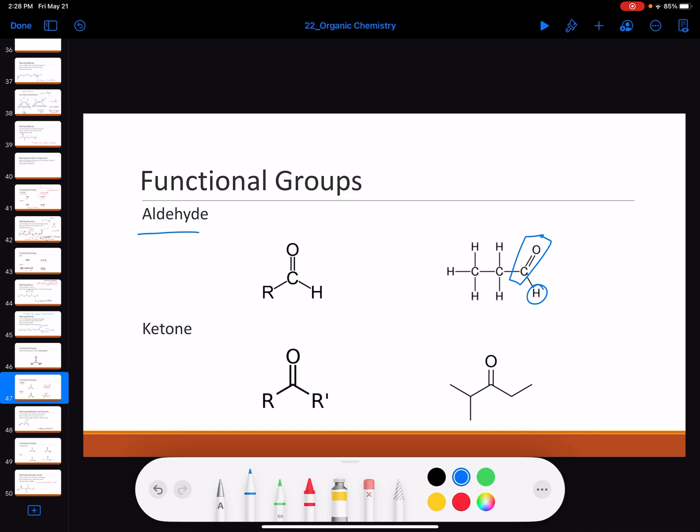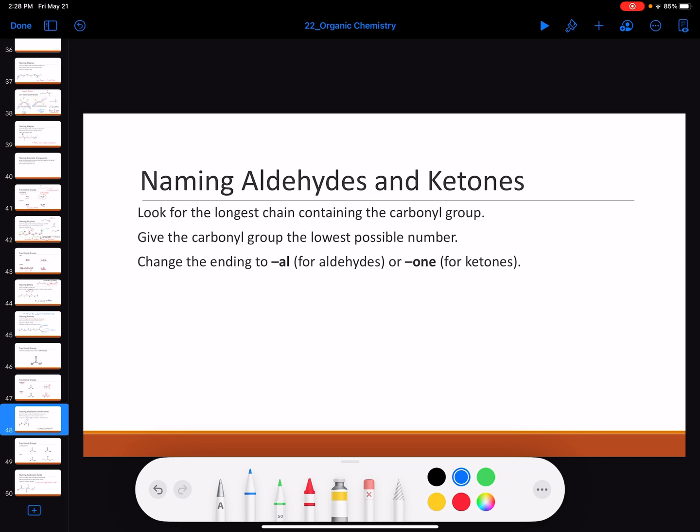If, on the other hand, your carbonyl has a carbon chain branching off on the right-hand side and another carbon chain branching off on the left-hand side, so in other words, that carbonyl is in the middle of the chain, then it's called a ketone. So two slightly different ones. Either way, they change the ending. So let's go ahead and look at two of those.